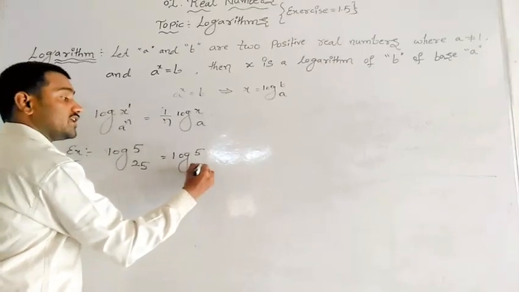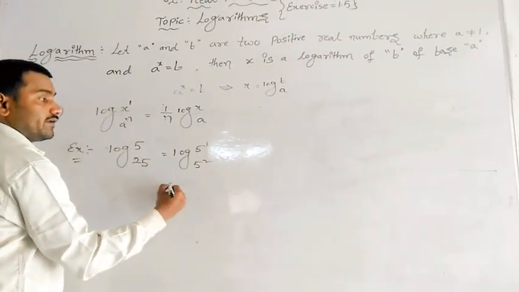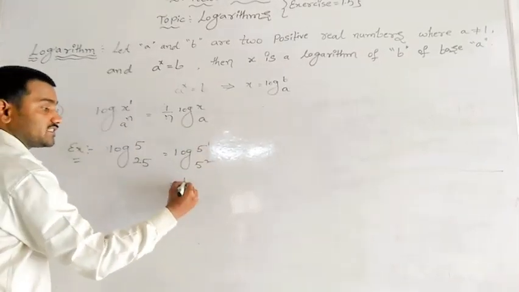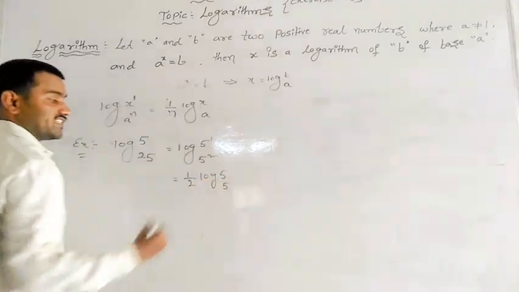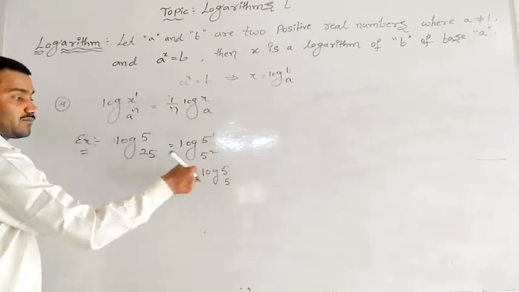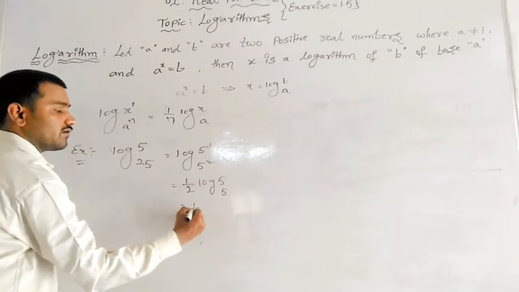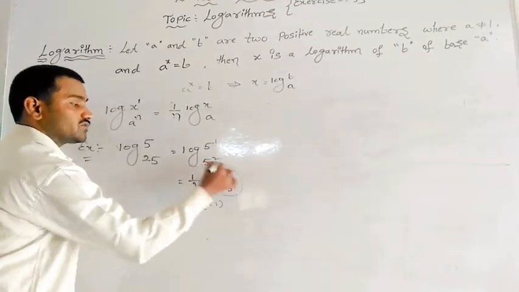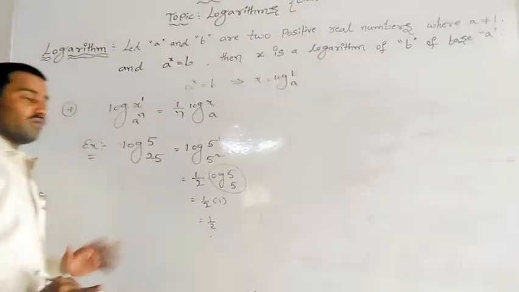This 25 we can write as 5 square, and this 5 we can write as 5 to the power of 1. Nothing but this we can write like this: 1 by 2 of log 5 base 5. This 1 by 2 comes to the front. Here log 5 base 5 value is 1 actually. How come it is 1? I will explain in the next formula. The answer is 1 by 2 here.